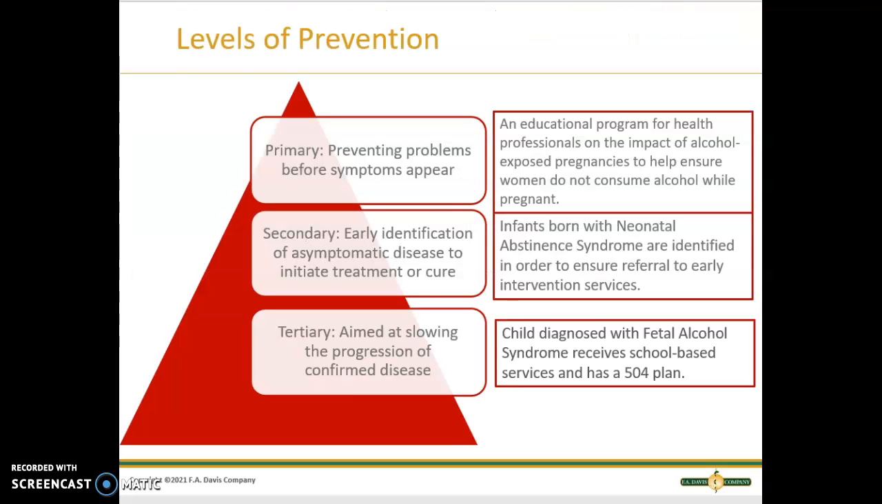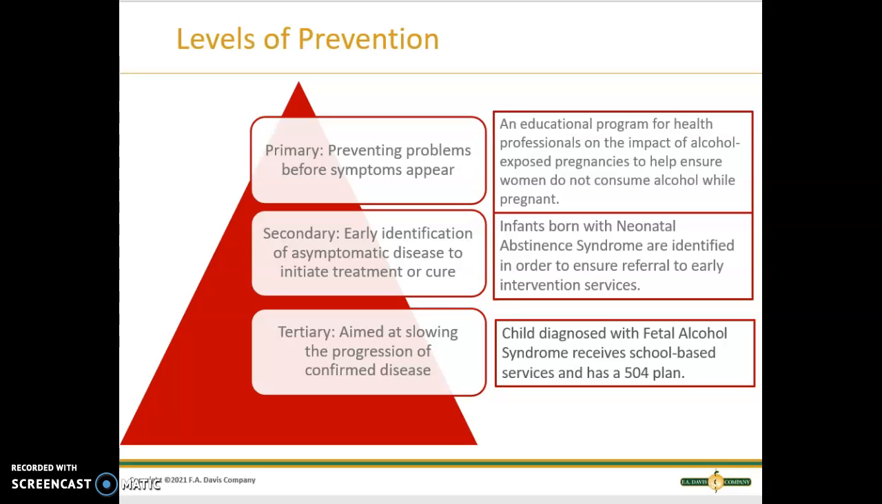Now let's explore the levels of prevention. Primary prevention is preventing the problems before the symptoms even occur. A way to do this would be an educational program for health professionals on the impact of alcohol-exposed pregnancies to help ensure women do not consume alcohol while pregnant.